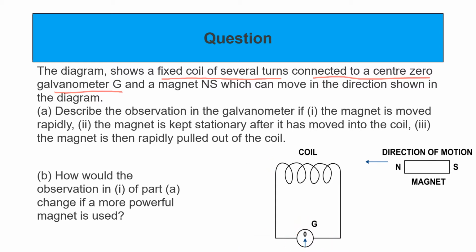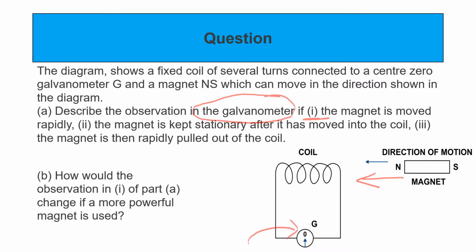and a magnet NS which can move in the direction shown in the diagram. This is the magnet and the direction of the motion of the magnet is shown in this way. The part A of the question. Describe the observation in the galvanometer if the magnet is moved rapidly. If this magnet is moved in this direction rapidly, what would be the observation in the galvanometer?